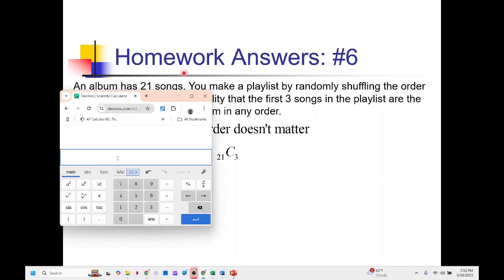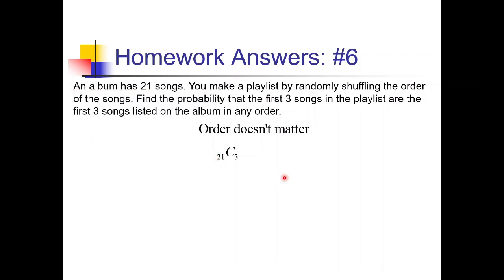So here I am on Desmos. To do my combination function, I do nCr and then parentheses 21 comma 3. That comes out to 1,330. So that's the number of combinations of 3 songs that I could get where the order doesn't matter. Now, out of all these different combinations, there's only one that has these 3 songs in it. So our probability then would be 1 out of 1,330.